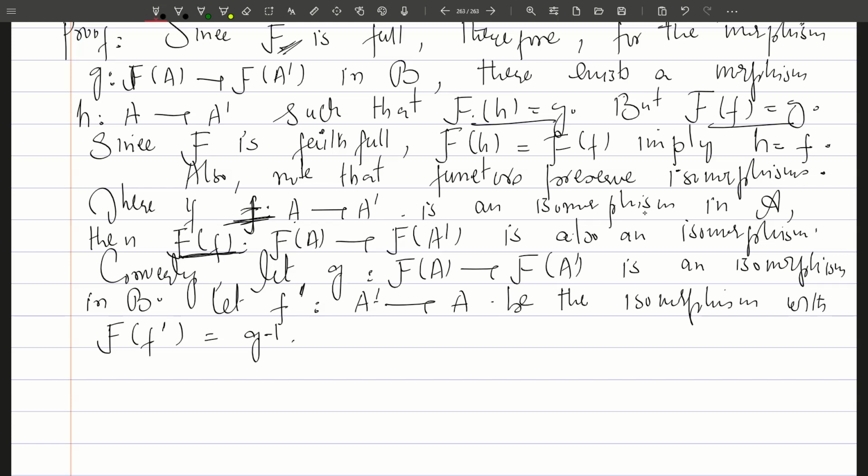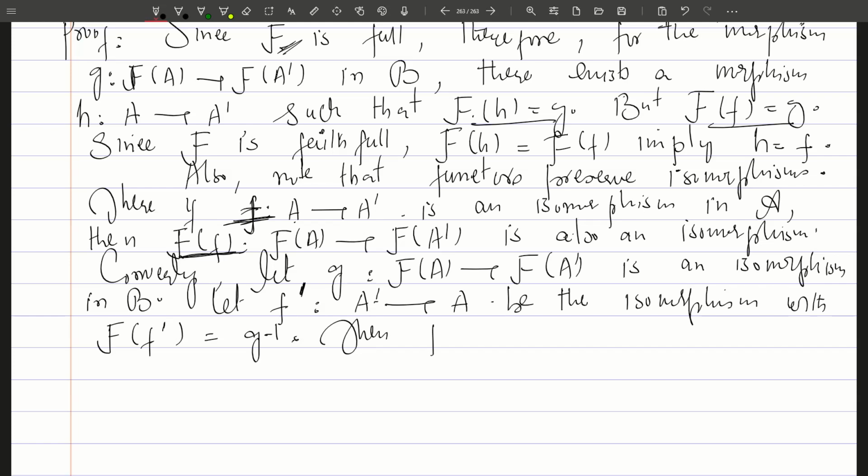So this is true. This makes sense because G inverse is a morphism from object F of A prime to F of A, and knowing that this F is a full functor, we have a morphism from A prime to A, and we call that morphism f prime. So this makes sense.